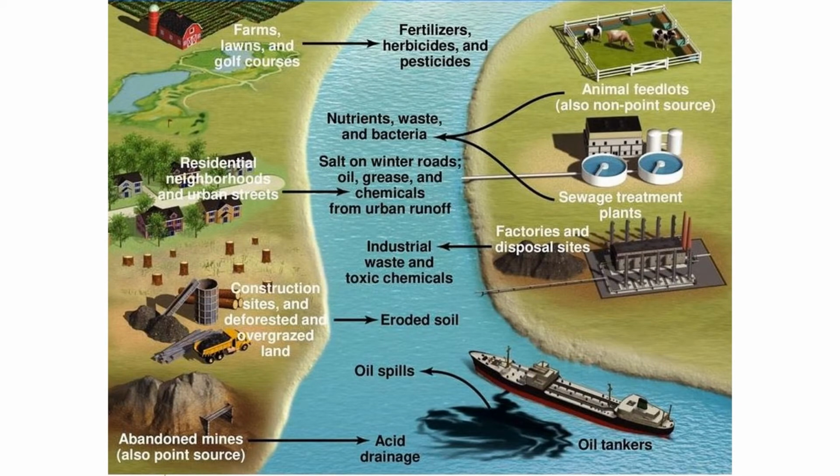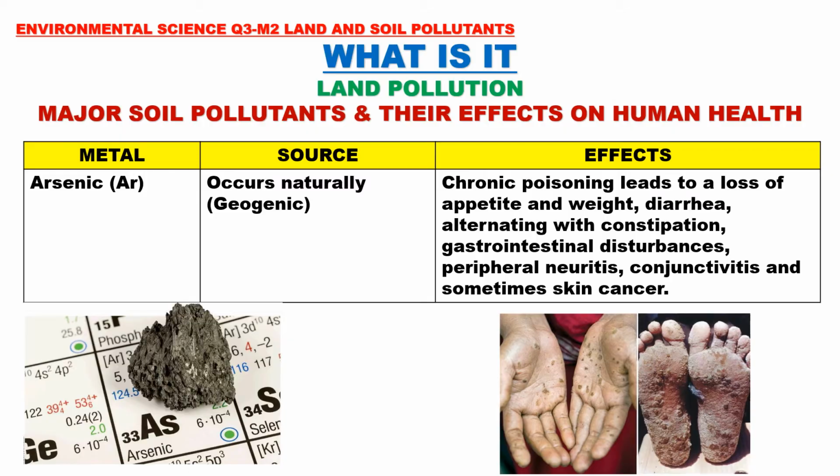So, here are examples of point source and non-point source pollution. Next, major soil pollutants and their effects on human health. So, the first one is a metal called arsenic. The symbol for arsenic is As. It occurs naturally, so it is geogenic.